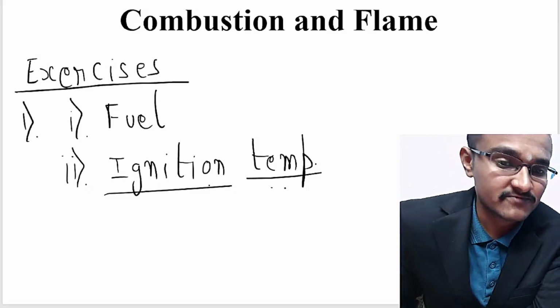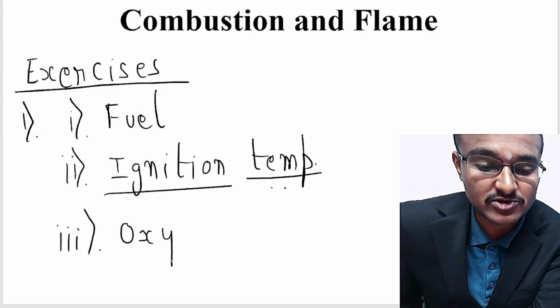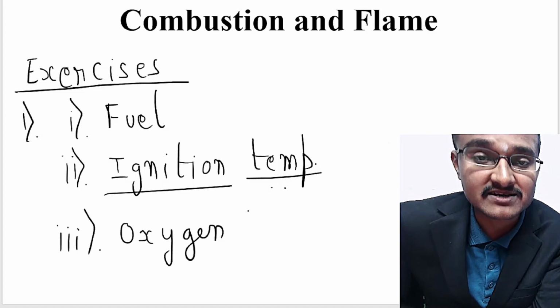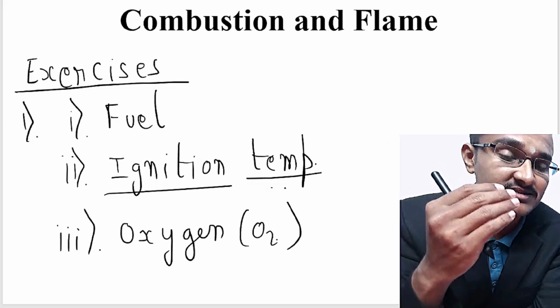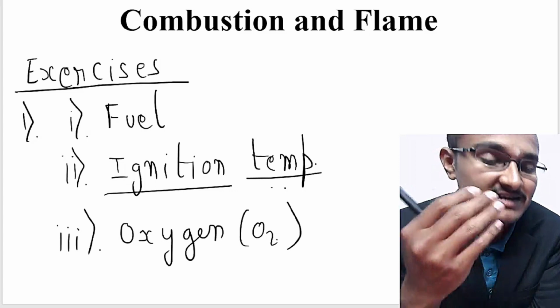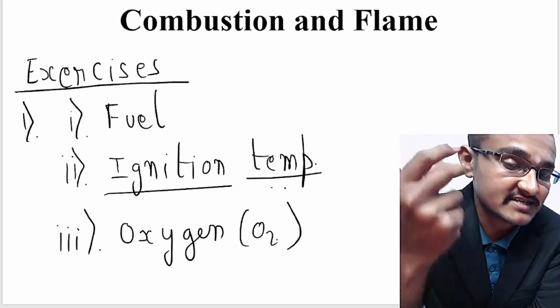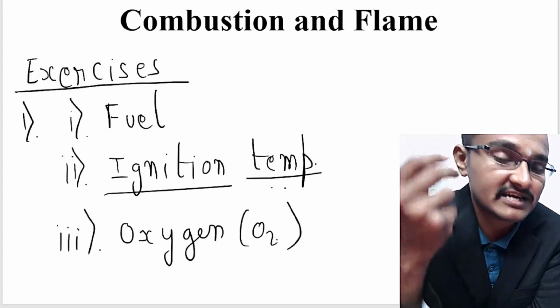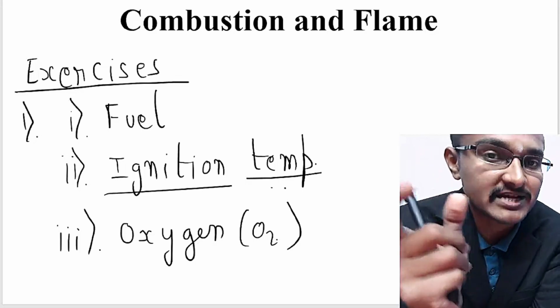And the third condition for combustion to take place is the availability of oxygen in the atmosphere. Only when there is a certain amount of oxygen present in the atmosphere, the substance which is present in the fuel will react with the oxygen present in the atmosphere, and hence combustion takes place. So fuel is very important, ignition temperature of that fuel is important, and even availability of oxygen in the atmosphere is also important for combustion to take place.